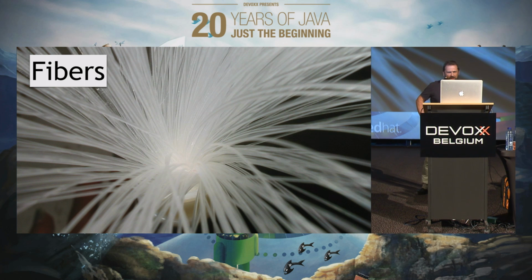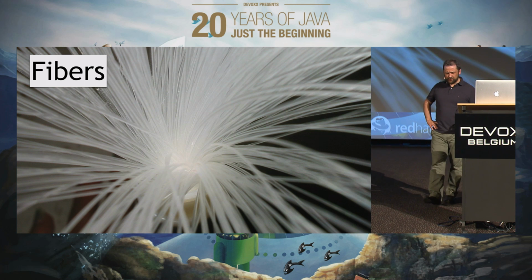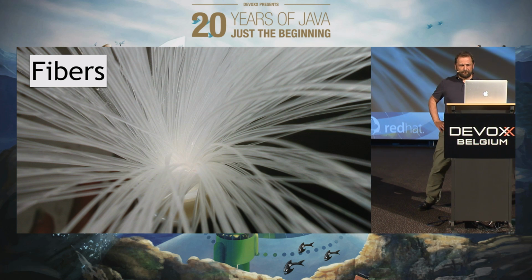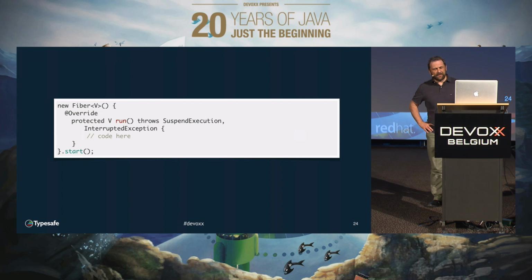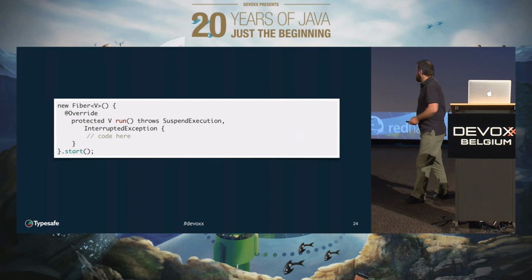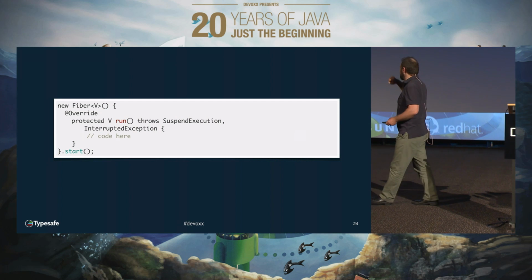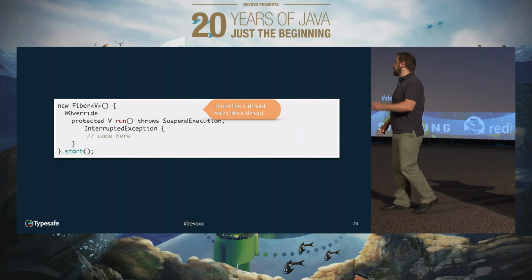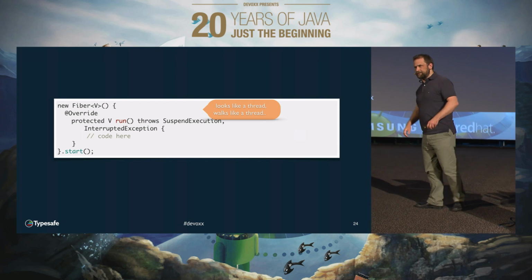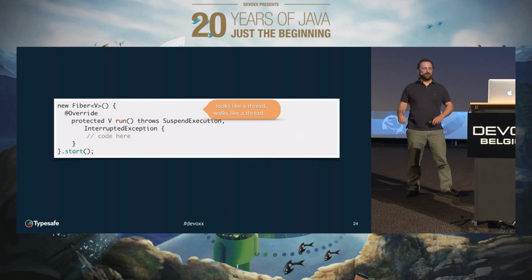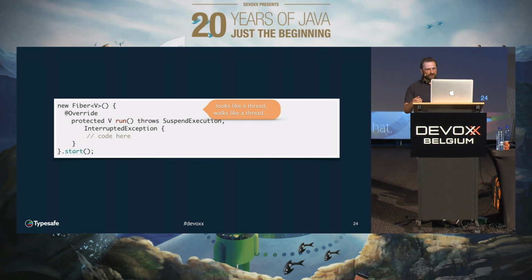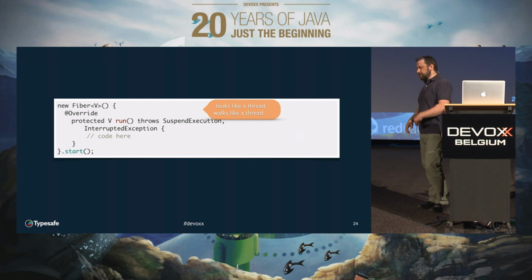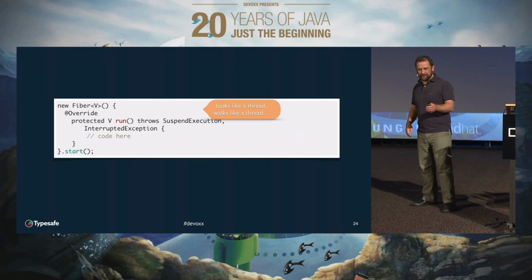It's, I think, not so popular. What is a fiber? It's pretty much like a thread, right? I just create a new fiber, and I have this one method that I have to override. And in the spirit of duck typing, we could say it looks like a thread, it walks like a thread, it talks like a thread, it's probably a thread. And in fact, you use it like a thread.